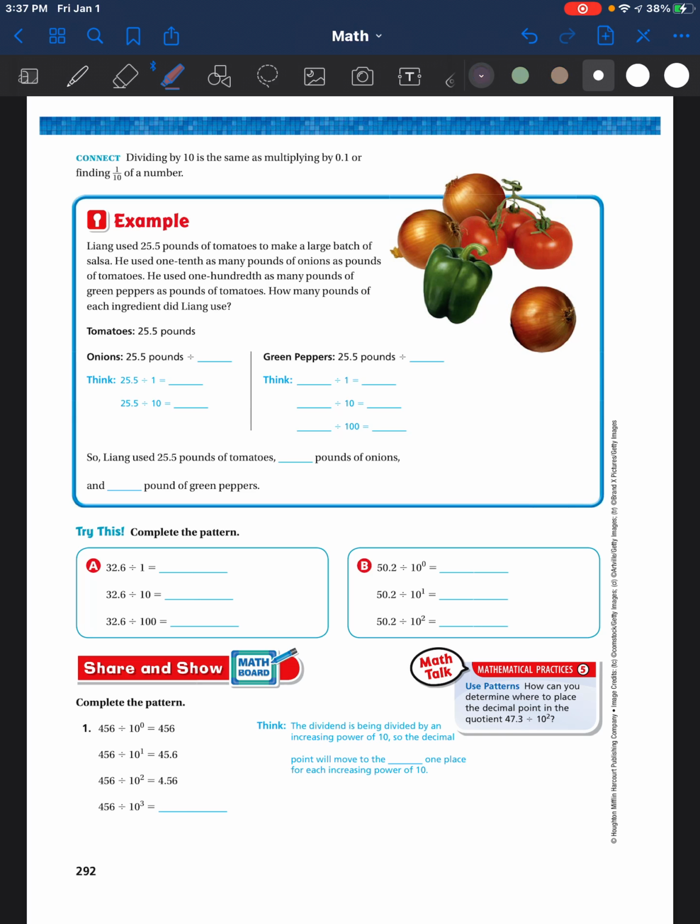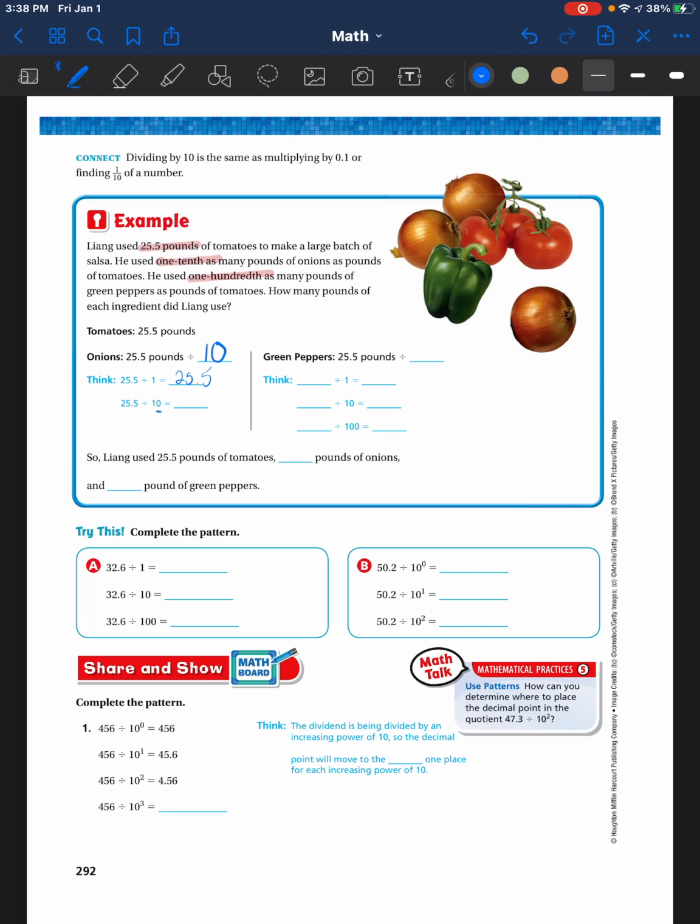It says, Liang used 25.5 pounds of tomatoes to make a large batch of salsa. He used 1/10 as many pounds of onions as pounds of tomatoes. He used 1/100th as many pounds of green peppers as tomatoes. How many pounds of each ingredient did Liang use? So it starts us off with tomatoes. We have 25.5 pounds, and underneath it says onions. 25.5 pounds divided by, well, it said 1/10, so it would be the same as dividing by 10. So that would be the same as 25.5 divided by 1 would obviously just give us 25.5.